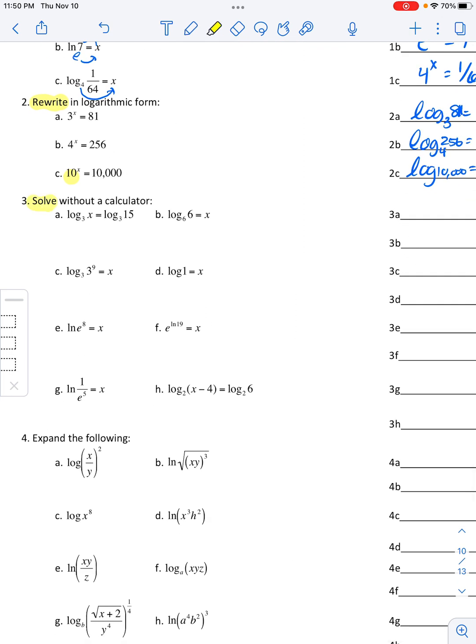Next, we're going to solve. This says without a calculator. That's not a thing on the test. So we did that on part of the quiz. And so we're going to just go ahead and use your calculator if needed.